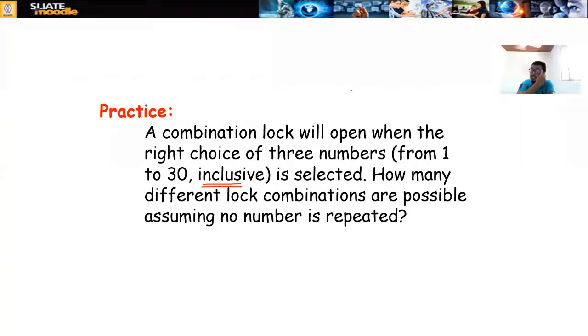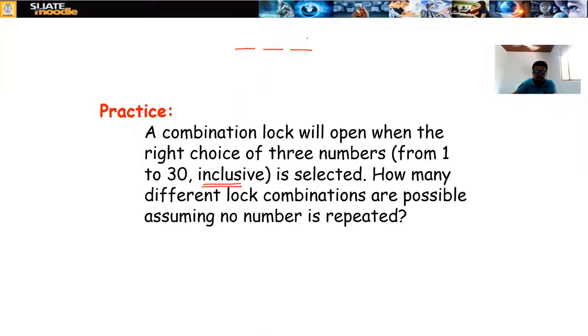Are we considering the order or not? What we are going to do? We are going to open a lock. A combination lock will open with the right choice of 3 numbers. So in the lock we need to put 3 numbers here, and if we put the right 3 numbers, only then will the lock open.